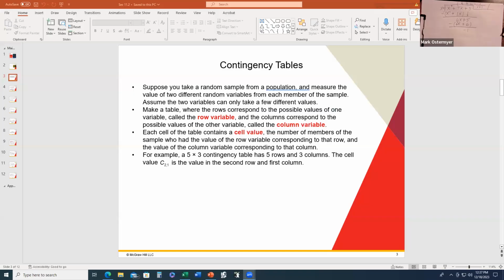We're talking about a 5x3 contingency table, which is a table that has 5 rows and 3 columns. And then the cell value C sub 2,1 is the row 2, column 1 entry of the table. The row 2, column 1 entry. So if you see this right here, this means that it's the row 4, column 2 entry. That's what that notation means here.